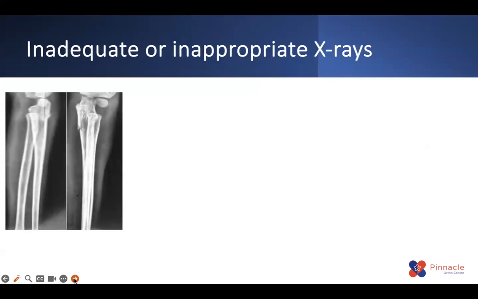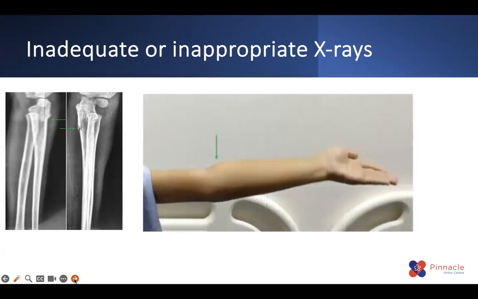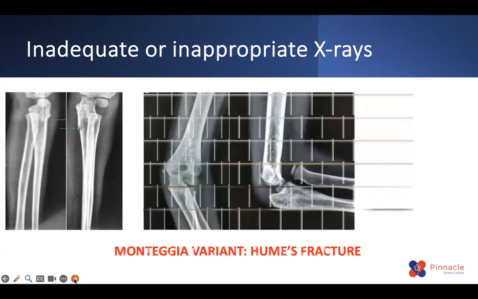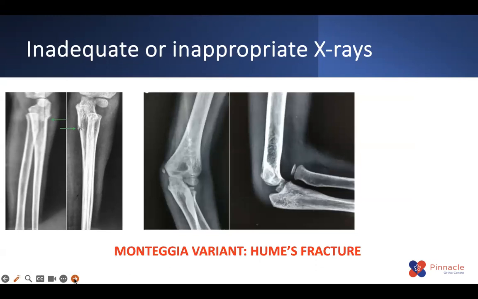Case number two, again, a young boy, history of fall on the outstretched hand, followed by trauma to the upper forearm and elbow. What can be seen in this X-ray is that there is a fracture of the olecranon. So this was treated as an undisplaced fracture of the olecranon with simple immobilization. However, 3 to 4 months later, the child follows up with a bony bump along the anterolateral aspect of the elbow. And now when an X-ray is repeated, what it reveals is this was actually a fractured olecranon with anterior dislocation of the radial head, which is a Monteggia variant known as the Hume's fracture.